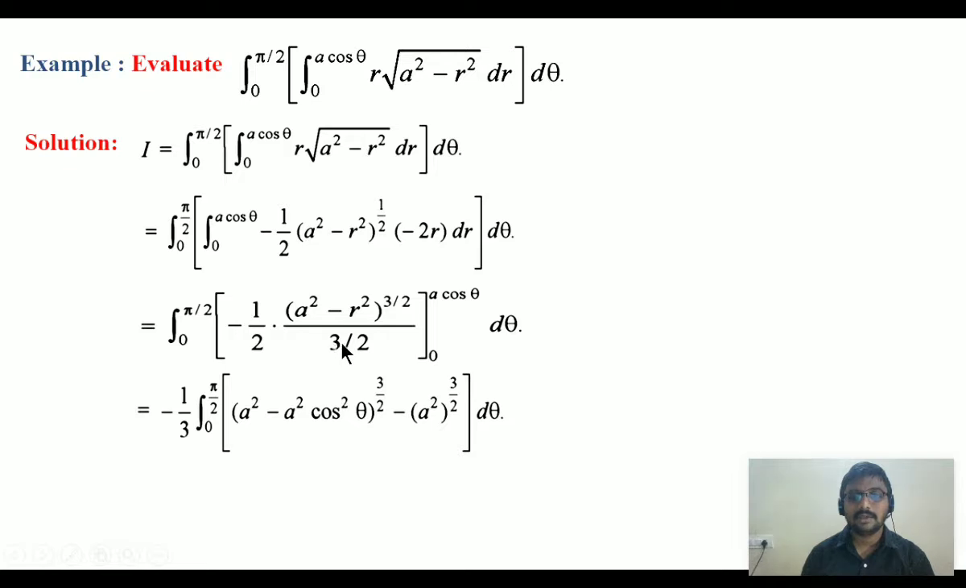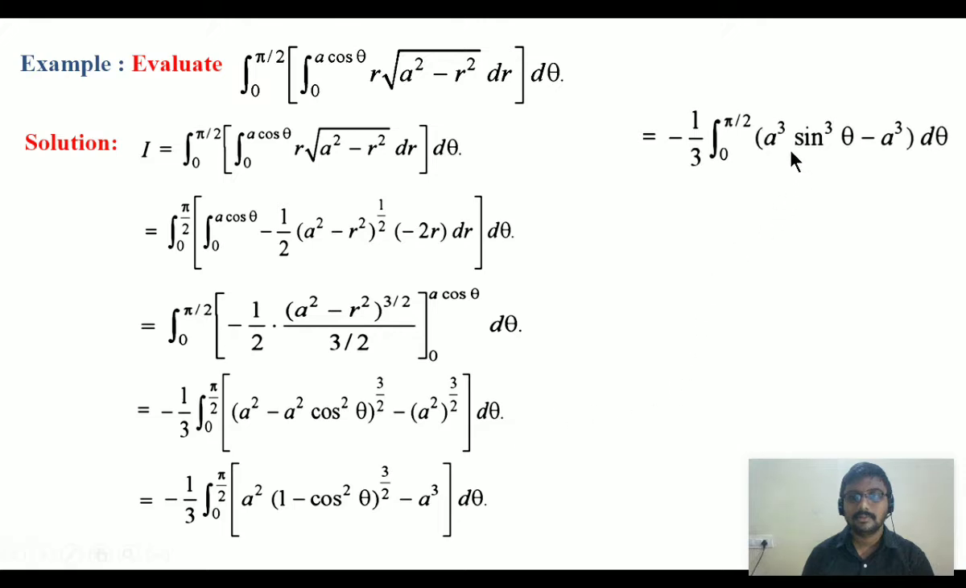And we have to take out the constant; clearly 2 gets cancelled here, minus 1/3 is taken outside of the integrand. Now taking a² as common, we will have 1 − cos²θ. But what is 1 − cos²θ? sin²θ. sin²θ whole power 3/2 is sin³θ. So a² as common, that is a sin³θ.